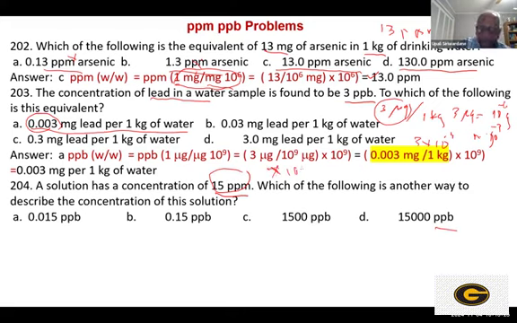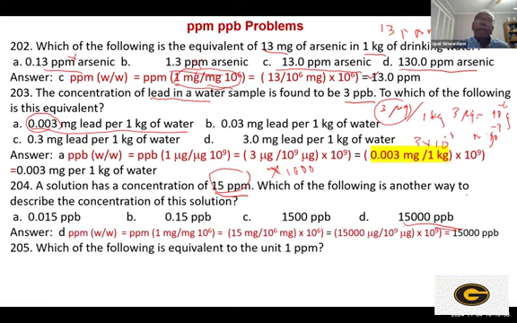ppb is 1,000 times more than ppm because 10 to the 6, 10 to the 9. Therefore, this should be multiplied by 1,000 times. If you multiply 15 by 1,000, you get this answer. Answer should be D.